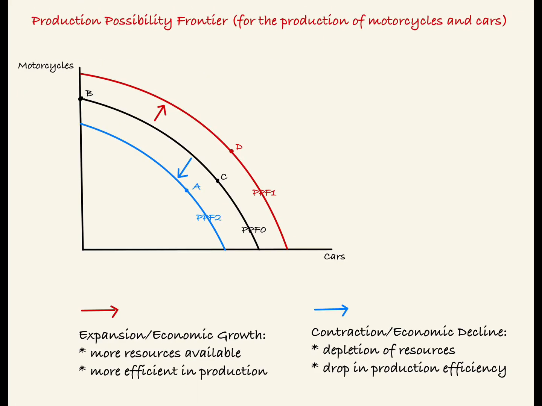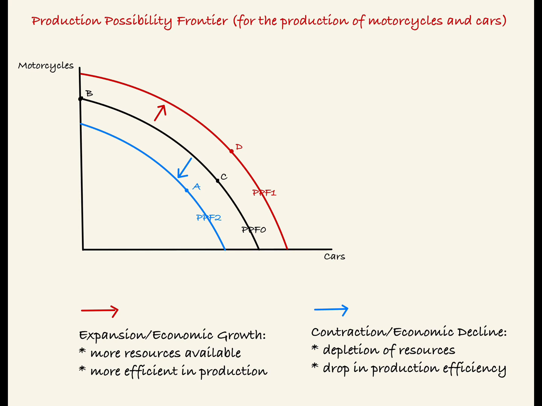Now let's take a look at some shifts in the Production Possibility Frontier. You may remember this example. On the vertical axis, we have motorcycles, and on the horizontal axis, we have cars. Note that PPF 0 is our original Production Possibility Frontier.